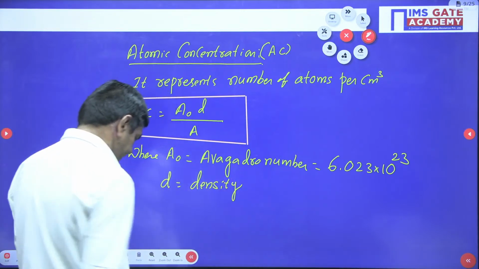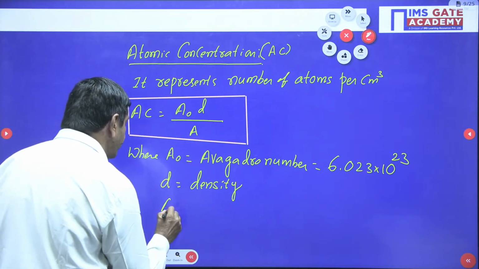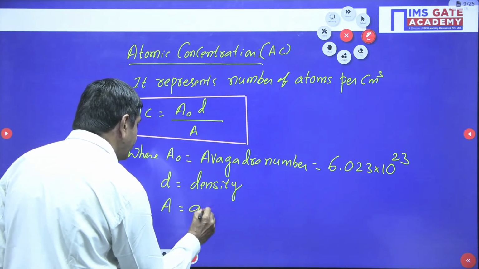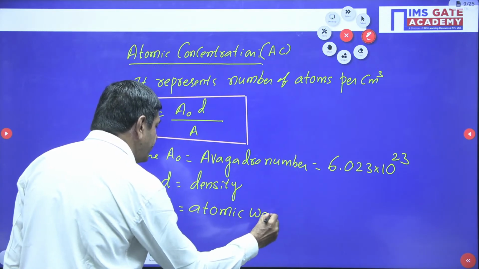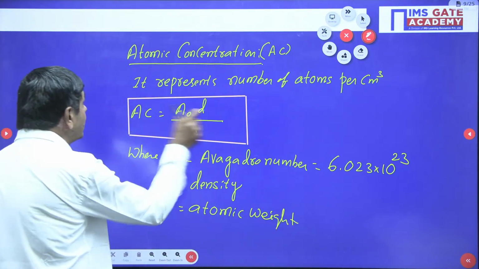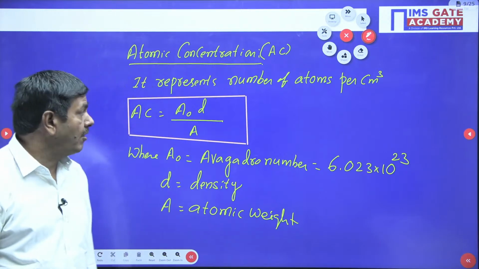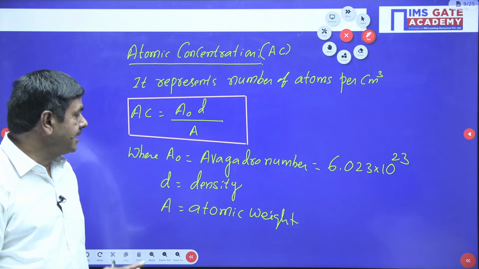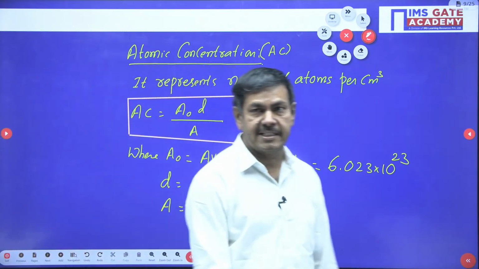And the last one is the atomic weight. A is nothing but the atomic weight. So these are all the parameters required to find the atomic concentration. A naught is fixed, while density and atomic weight change based upon the change of the material.